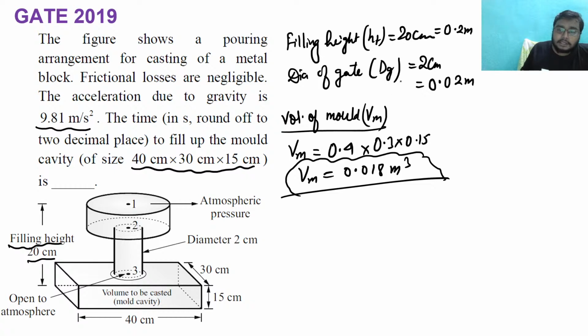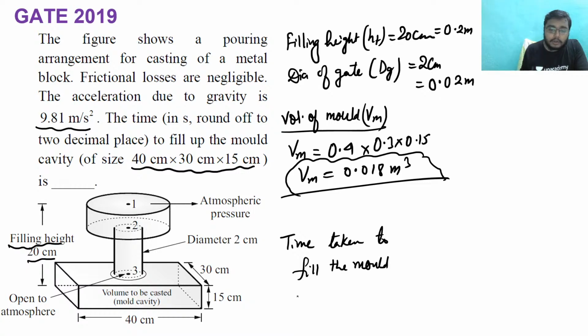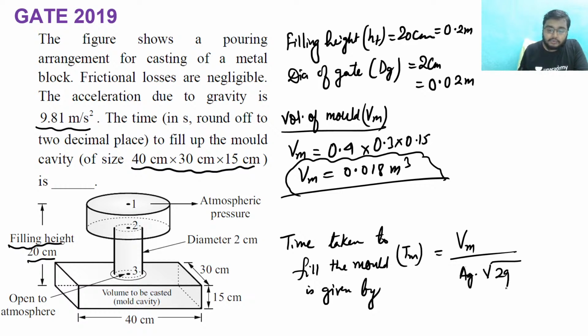And see here the diameter of the gate is given. Since this is a question of a top gate, I know that the time taken to fill the mold, in case of a top gate, Tm, is given by Vm by Ag into root over of 2g ht. So these things have been known to us.